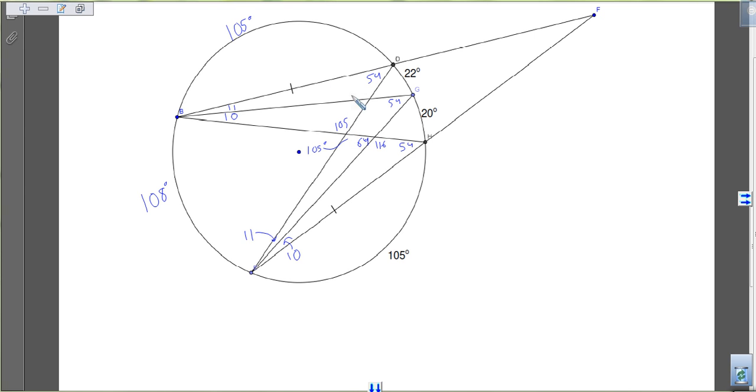And then I've got my next angle here, so 10, 105, that means this is going to be 65. And then 11 and 54, so that means this is 115. And obviously I can get the rest of these angles if I wanted. I'll just kind of quickly sketch them in.